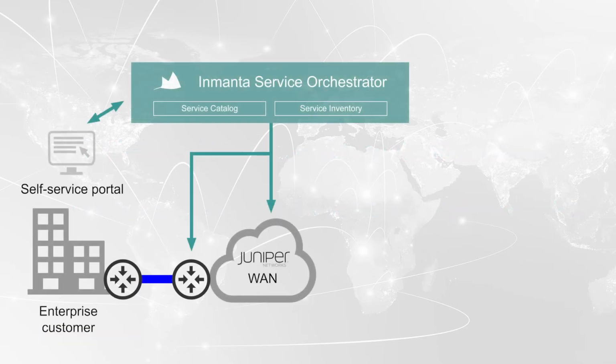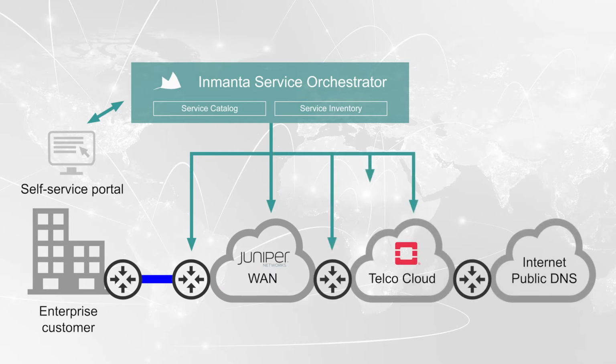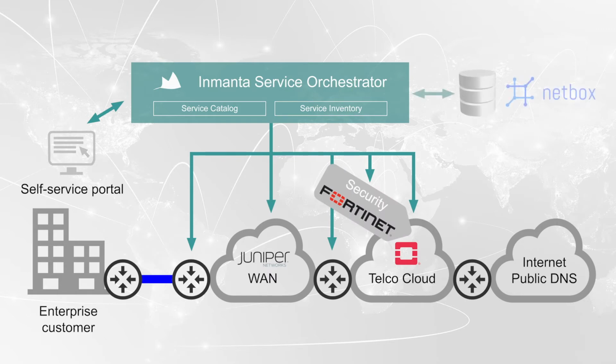The setup for this demo consists of a core network domain based on Juniper routers, an OpenStack cloud environment, a security domain based on Fortinet virtual firewalls, which will be deployed on top of OpenStack, the OSS, represented by the resource inventory called Netbox, and finally, Inmanta Service Orchestrator for multi-domain service orchestration.